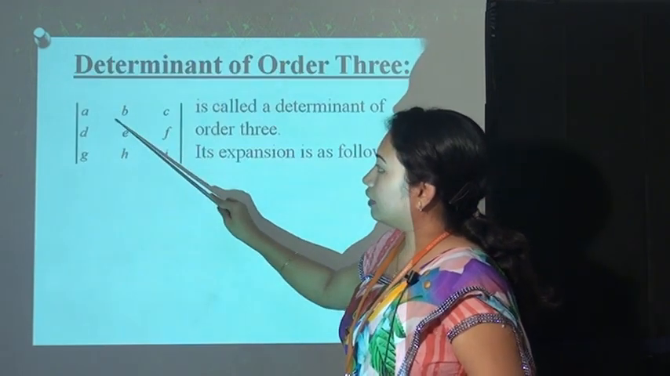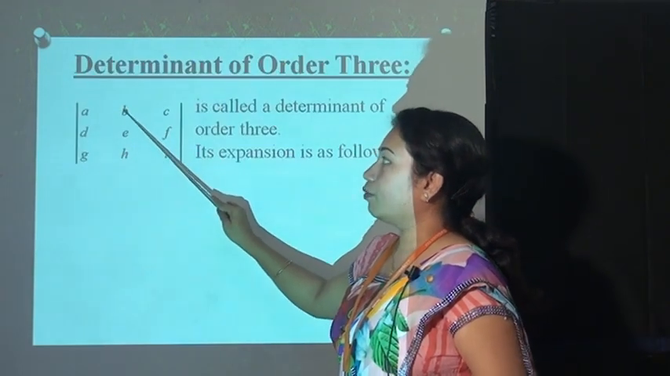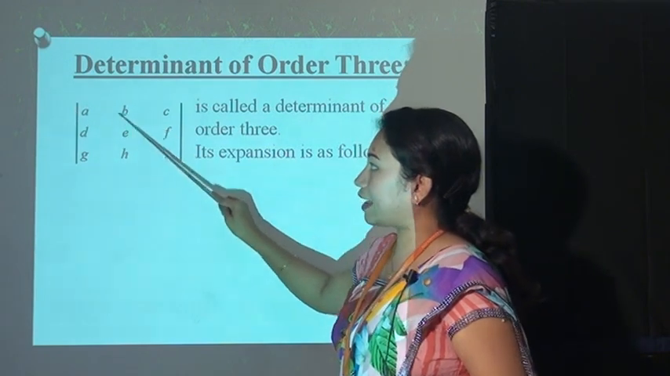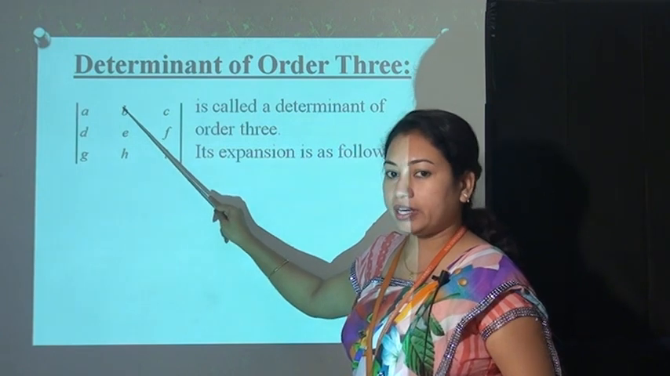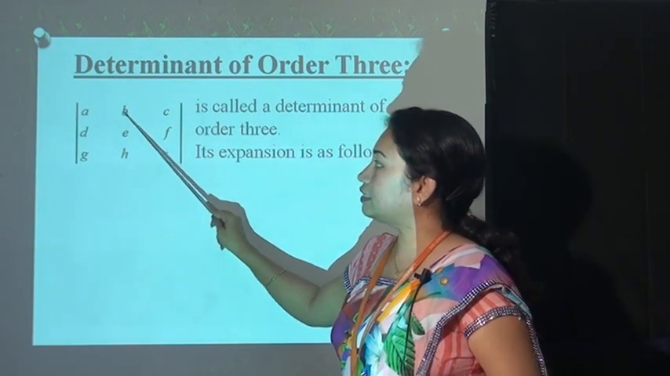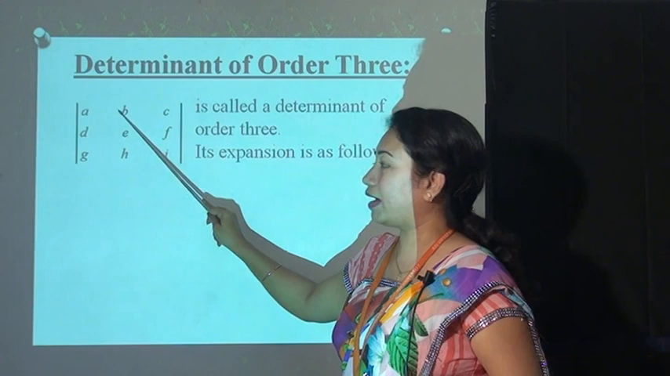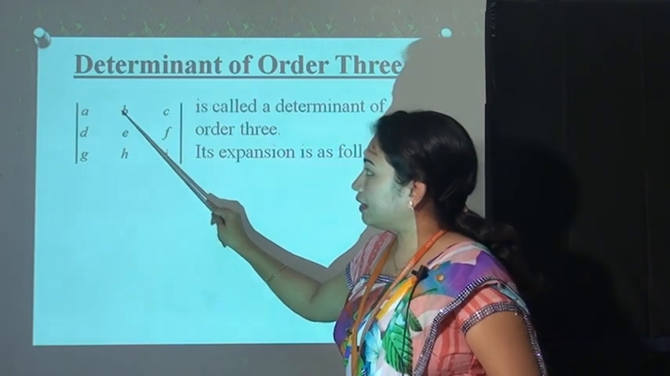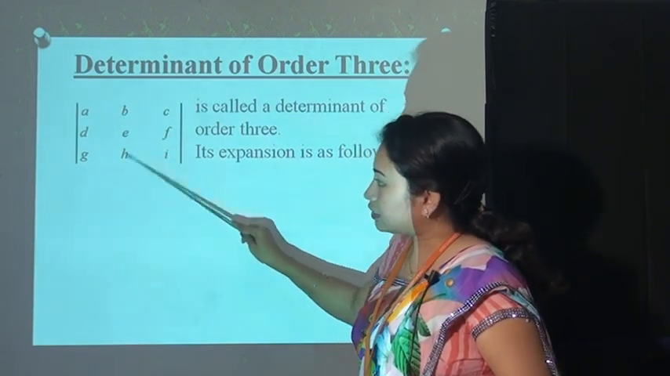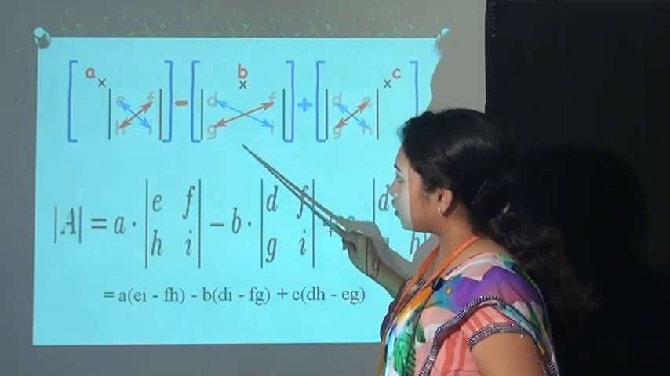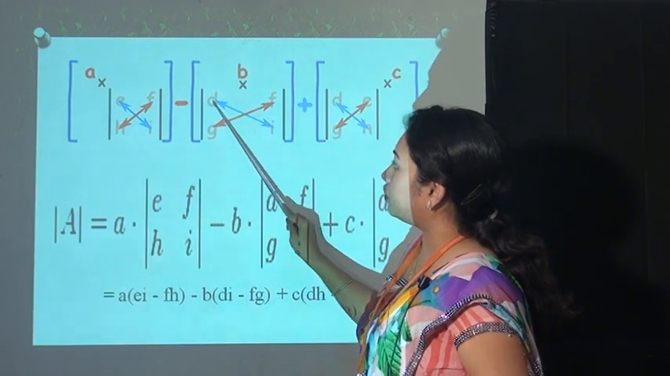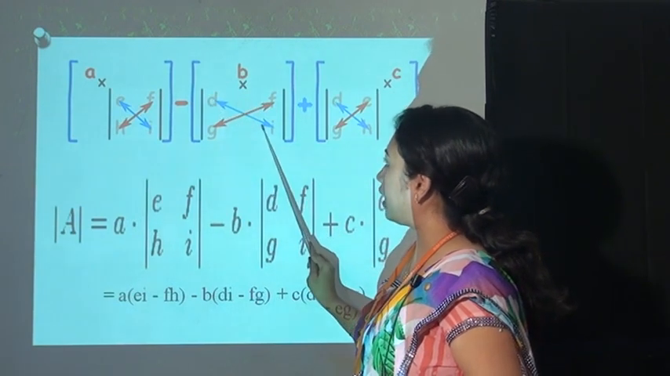Now let's take the second element B. B is in the first row, second column. So 1 plus 2 is equal to 3. 3 is an odd number, so the sign of this element is minus. So now minus B. In the same way, delete this column and this row. The rest of the determinant is D, F, G, I.